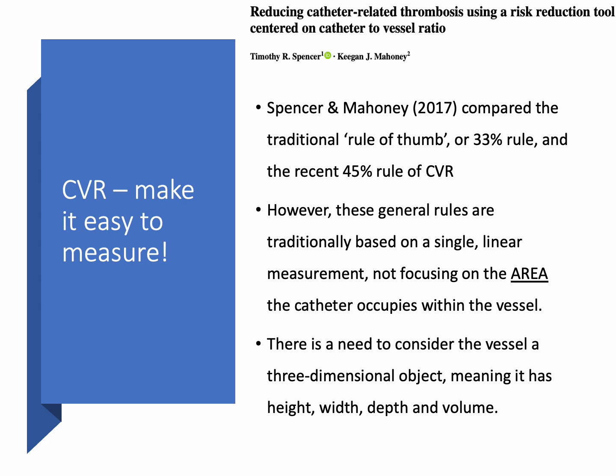Our publication from 2017 compared the traditional rule of thumb, or 33 to 45% rule of CVR, against area-based calculations. Now, once again, the general rules were traditionally based on a single linear measurement, not focusing on area of the vessel. And one of our recommendations was that we need to consider that a vessel is actually a three-dimensional object, meaning that it has height, width, depth, and volume, yet a lot of the measurements that are taken are from a two-dimensional perspective, particularly when we think of it from a lineal perspective.